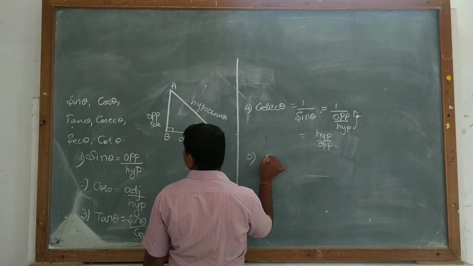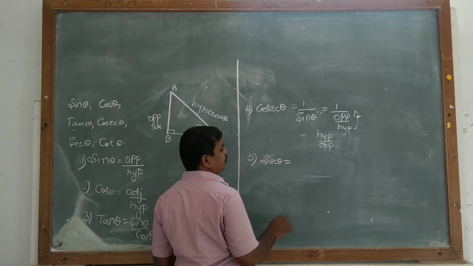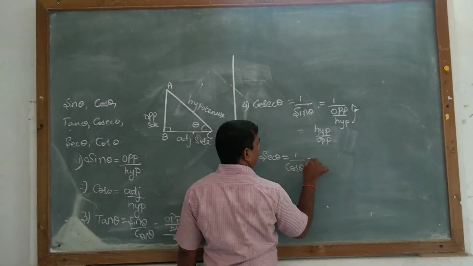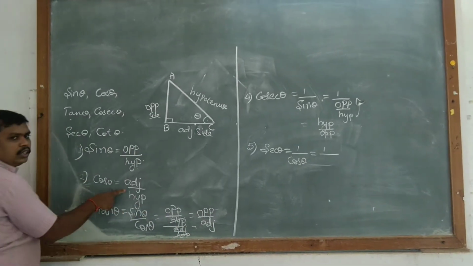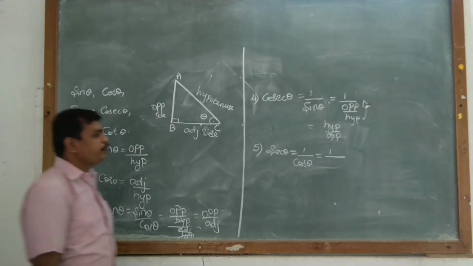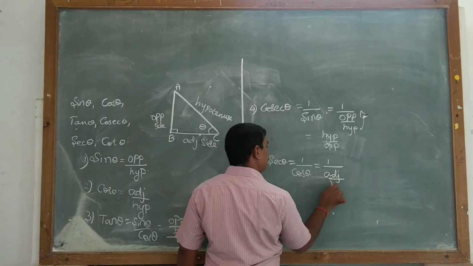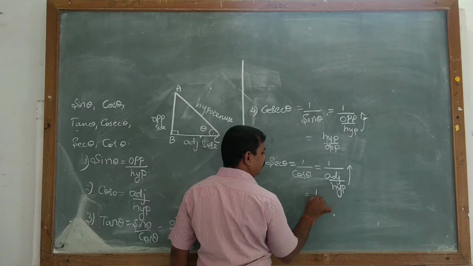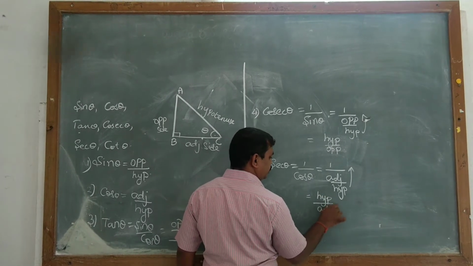Next trigonometric ratio is secant theta. The secant theta is equal to 1 by cos theta. That is 1 by, what is cos theta definition according to this? From the right angle triangle, students, adjacent by hypotenuse. 1 by adjacent by hypotenuse. So shuffle this, you will be getting what? Hypotenuse by adjacent.